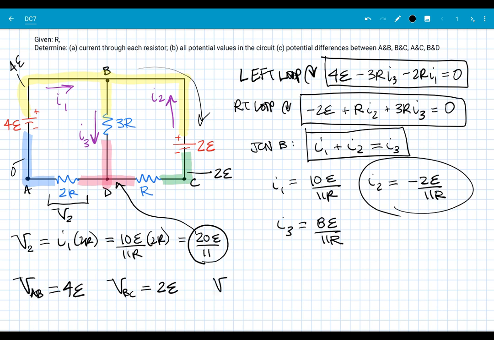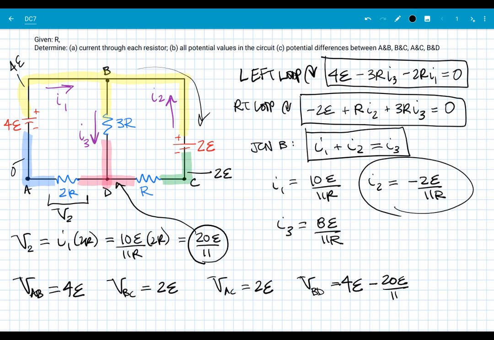The difference between A and C. If I start at A, I'm at 0. C, I'm at 2E, so that difference is just 2E. Then they also ask us for the difference between B and D there. So B is higher, right? B is up at 4E, so that'll be 4E minus 20E over 11. And you could clean that up there, get common denominators. But you get my point.